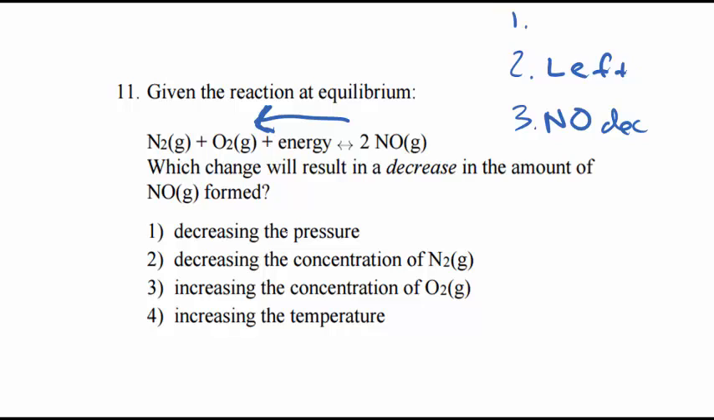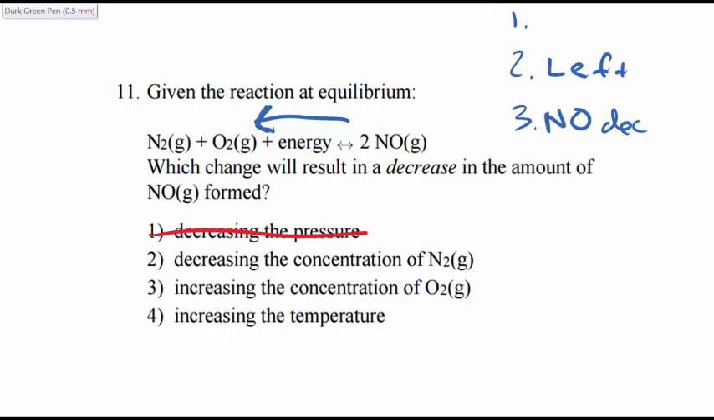Let's see, decreasing pressure. All right, so pressure means I have to count particles. 1 here, 2 here. Well, would you look at that? 2 total particles versus 2 total particles. That means pressure is actually not going to do anything because the particle number is the same. So they are gases, but equal particle number means pressure won't have an effect.